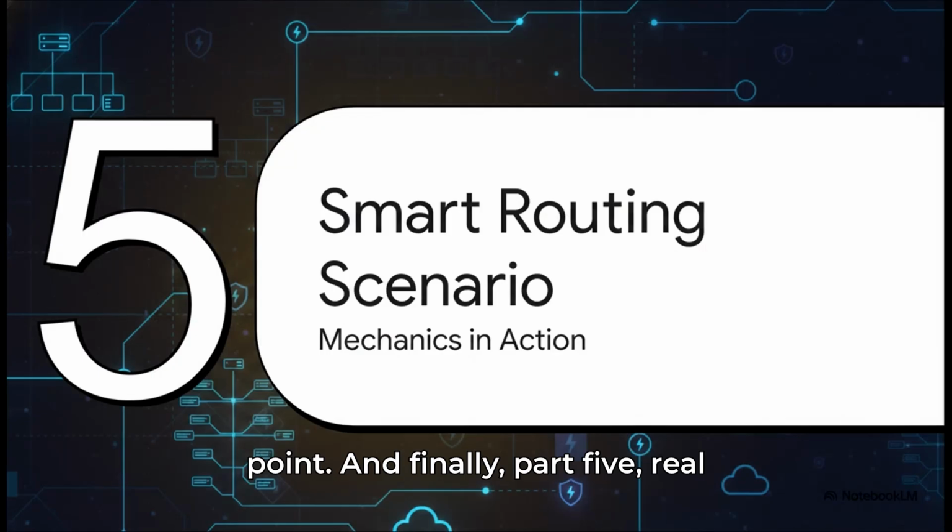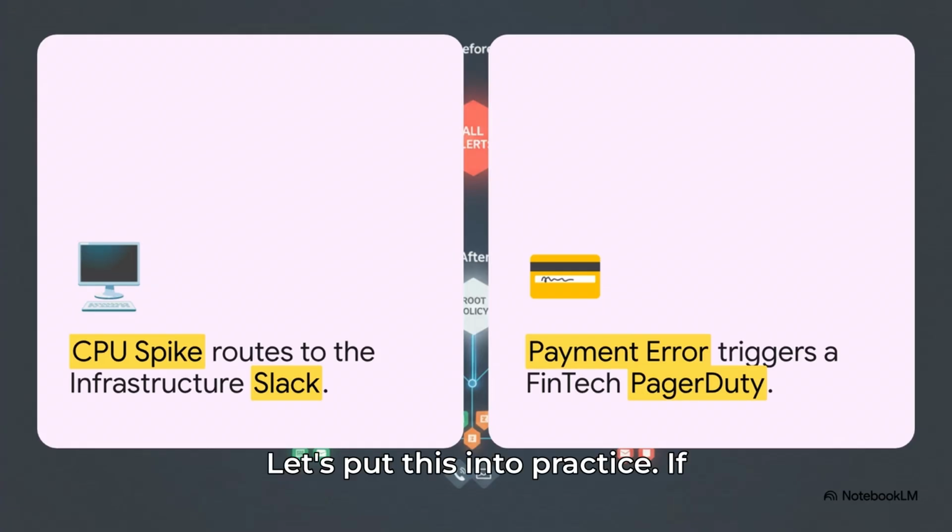And finally, part 5, real scenario, smart routing. Let's put this into practice. If you are configuring this live in a demo environment, like play.grafana.org, for example, here is the exact scenario you'd want to test. Imagine we have 2 very different alerts firing at once. One is a CPU spike on a production server, tagged with the label team equals infrastructure. The other is a payment API error, tagged with team equals fintech.